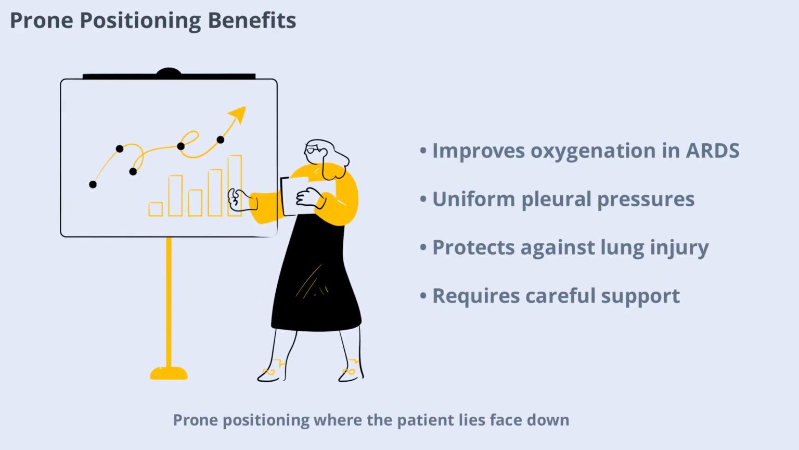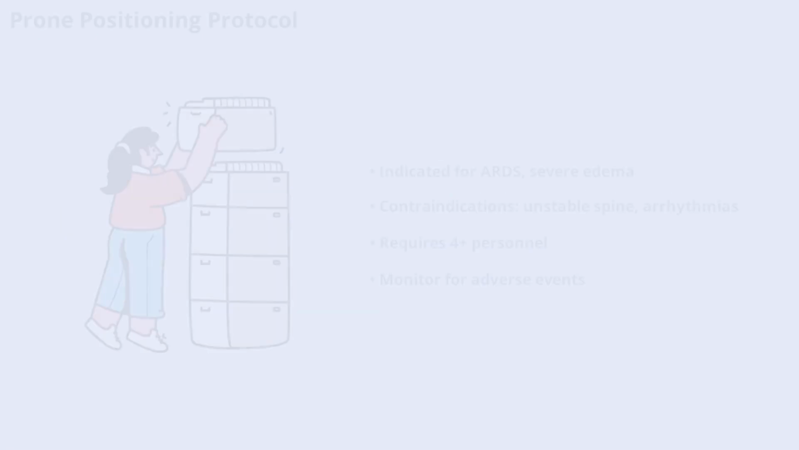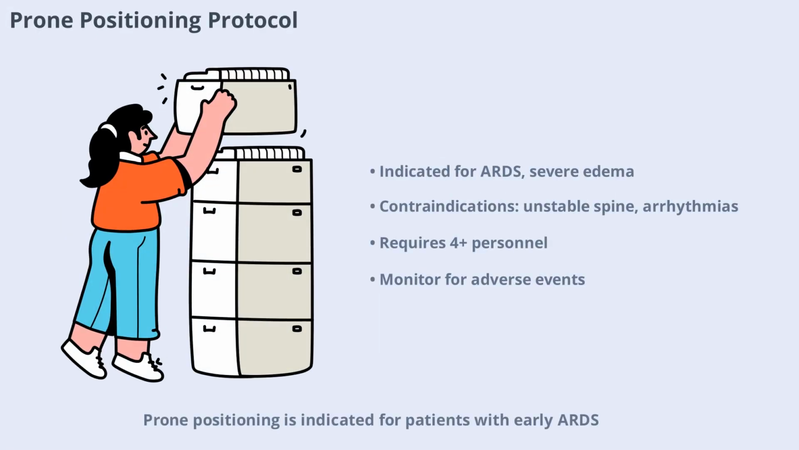Prone positioning, where the patient lies face down, is especially beneficial for those with acute respiratory distress syndrome, ARDS, or severe lung injury. This position improves oxygenation by creating more uniform pleural pressures and redistributing tidal volume to the dorsal lung regions. It also helps prevent ventilator-associated lung injury by minimizing the repeated opening and closing of small airways. Prone positioning is a powerful tool in the management of critically ill patients, but it requires careful monitoring and specialized support.